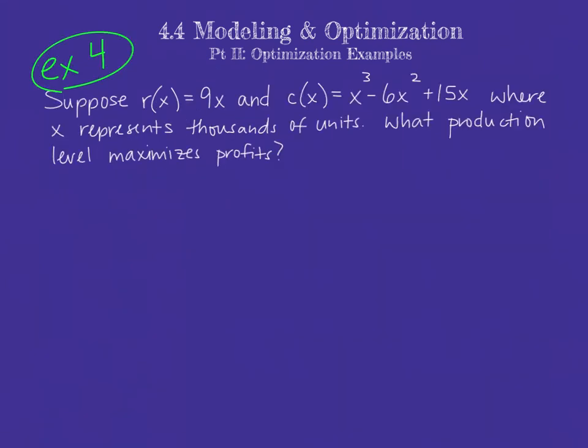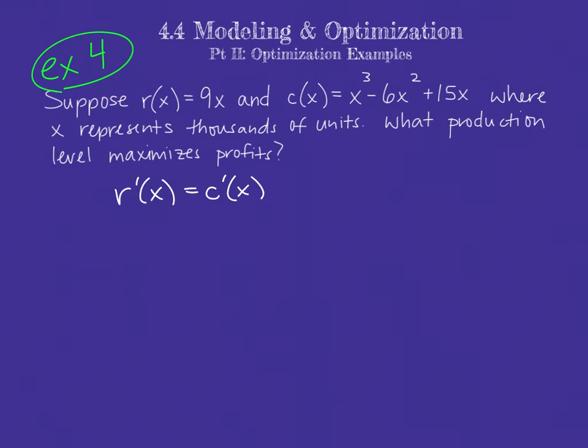Example 4 talks about profit. We're given two equations, one for revenue and one for cost. We want to know what production level maximizes our profits. Well, we saw before that in order to maximize profits, we want to know when does R prime equal C prime.